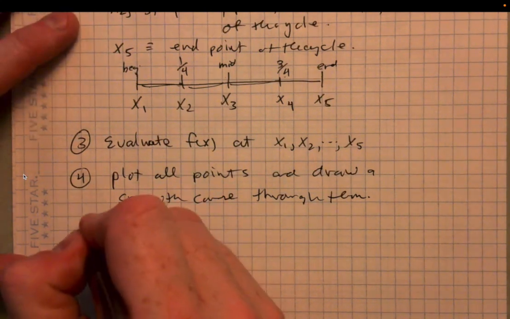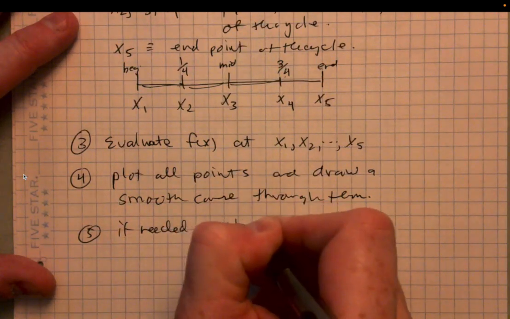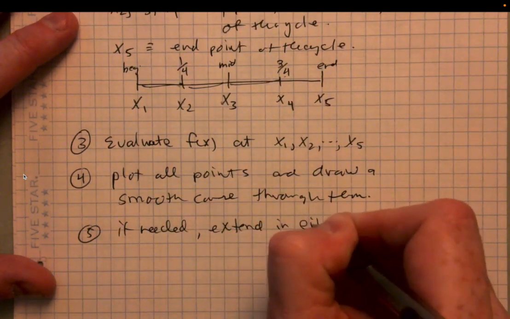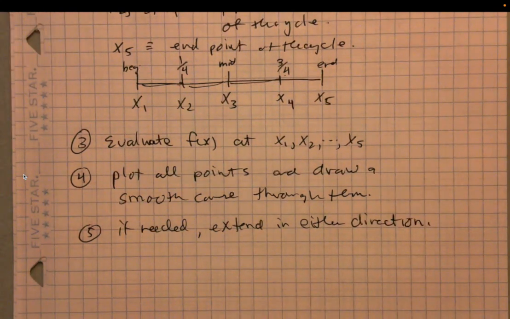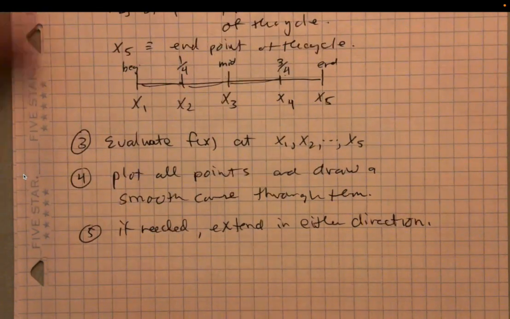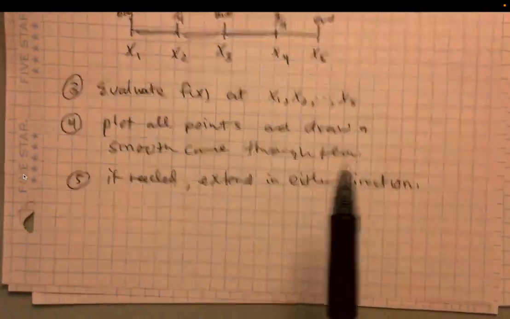And then step 5, if needed, we'll extend it in either direction. Because we're just plotting one period. We know the period goes on and on. We know that the plot goes on beyond just one period. And so if we need to, we can extend it in either direction. All right, so we're going to take these 5 steps, step 1, step 2, step 3, step 4, step 5, and we're going to do some examples now.